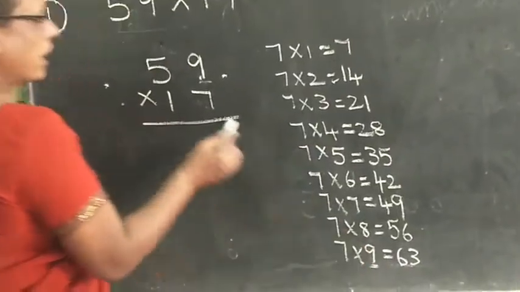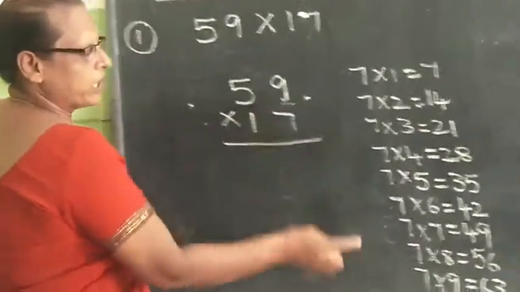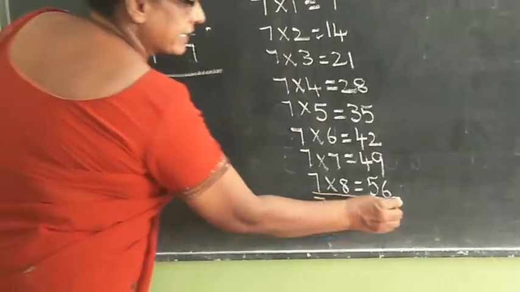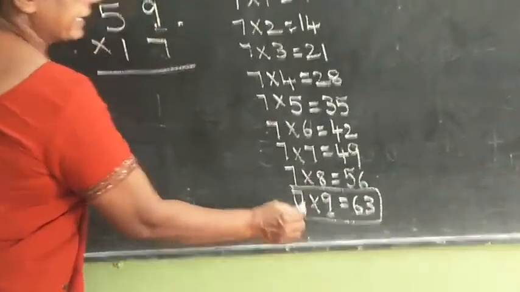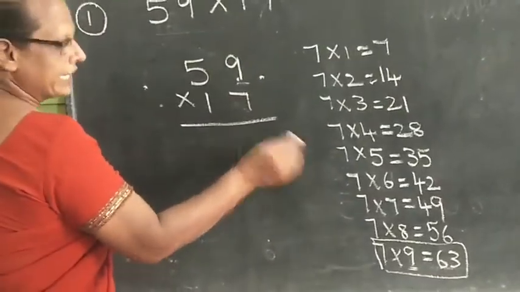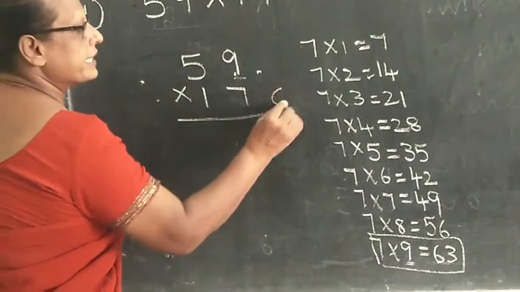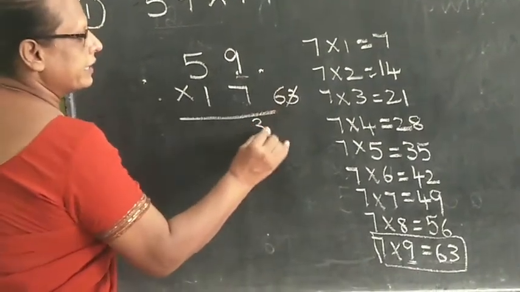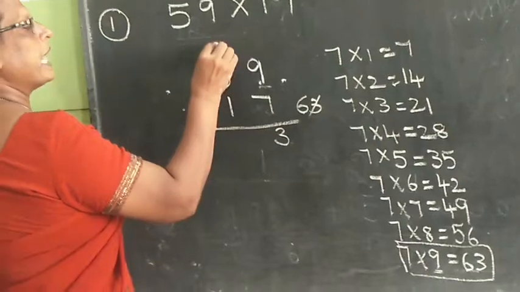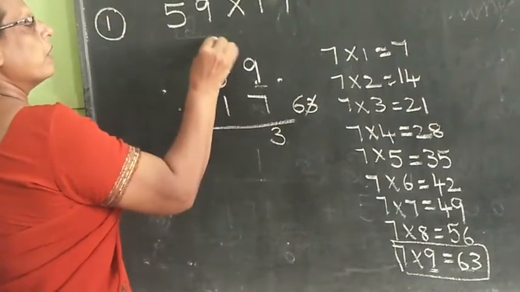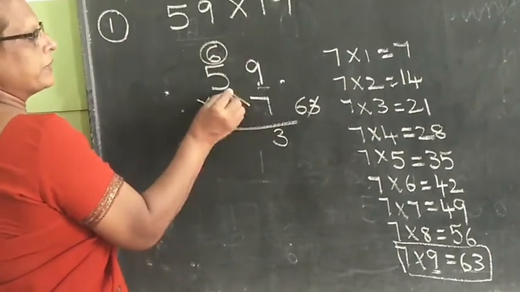Okay, children. Now we will go here. 7 9s are what, children? 63. 7 9s are 63. So what do you have to write? Do you have to write it as it is, children? No. You have 63, which means you have to write 3 here and carry over the 6, bring it here. Okay, now you have to multiply like this.